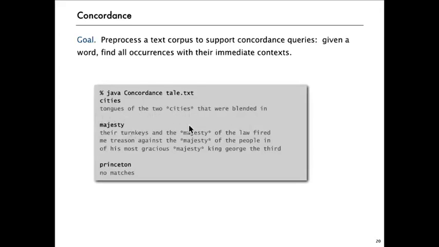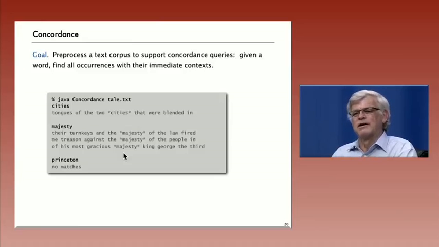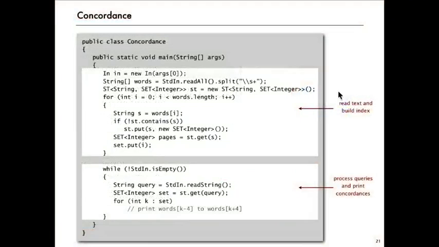The word majesty appears in three places, and there's the context. And while this is a very special case of what you're very familiar with in web searches, you type in a word and then you get places where that word appears in context. Again, our symbol table API provides an easy way to implement this. This is a concordance client that does the job.